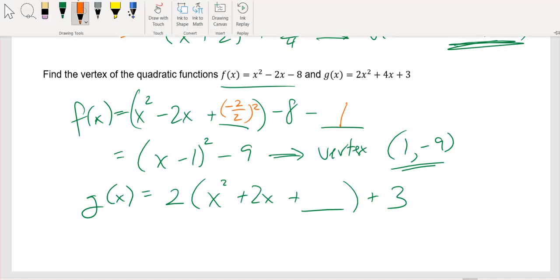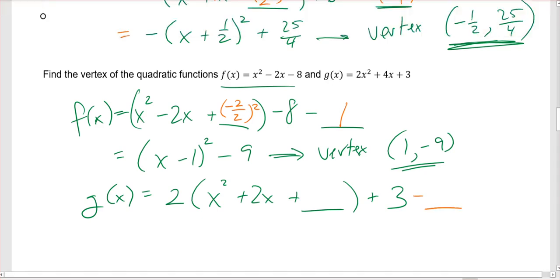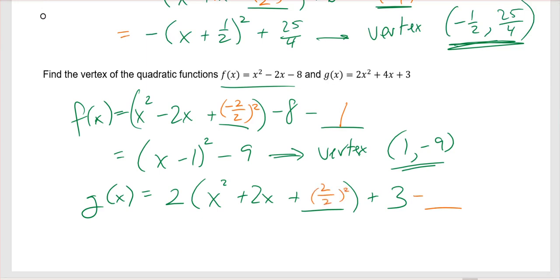Okay, so what are we going to add and subtract? So in this position here, I want half of that guy squared. So 2 over 2, we square it. So that's 1, right? Well, what we're really adding here is 2 times 1, right? So we got 2 over 2 is 1, squared is 1, but we're really adding 2 times 1, so that's what we have to subtract, right? So we really added 2 times 1, so we have to subtract that value as well.